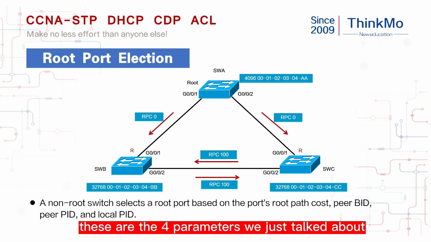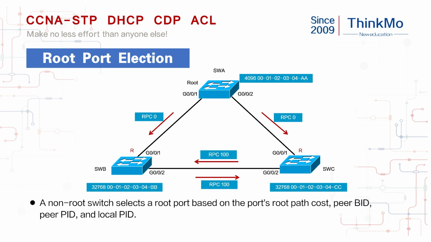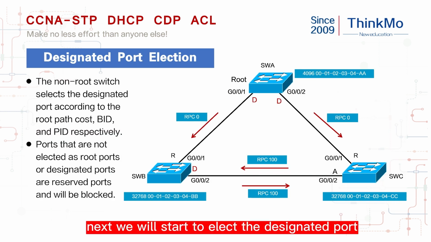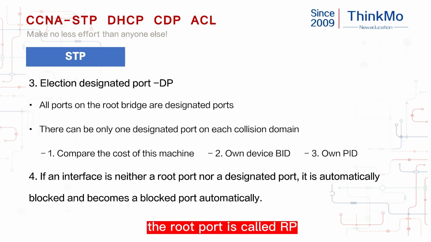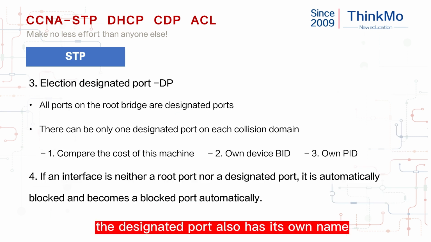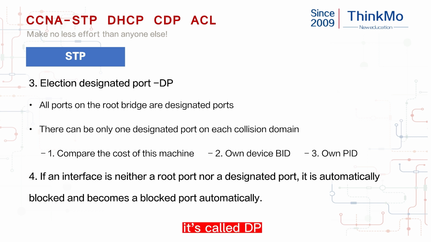These are the 4 parameters we just talked about. Okay. The root port is selected. Next we will start to elect the designated port. It also compares. The root port is called RP. The designated port also has its own name. It's called DP.